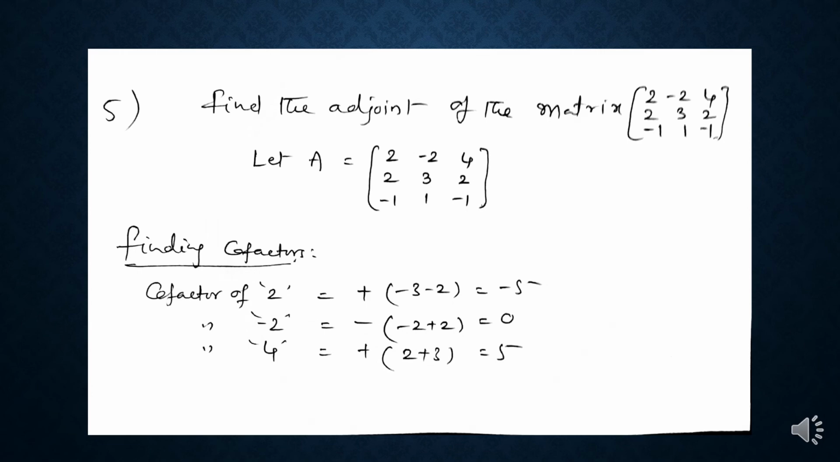Next problem. Find the adjoint of the matrix 2 minus 2 4, 2 3 2, minus 1 1 minus 9. So we are given a 3 by 3 matrix. Let us call it A. We have to find the adjoint of the matrix, so once again we will recall what the adjoint is and the procedure to find it.